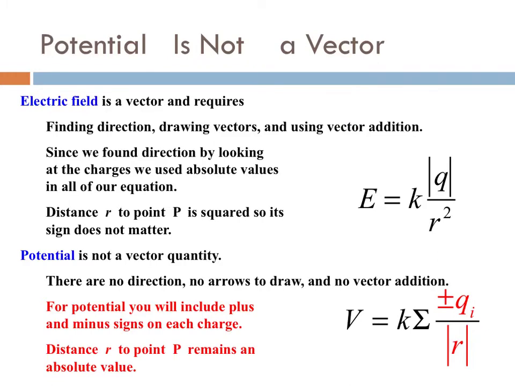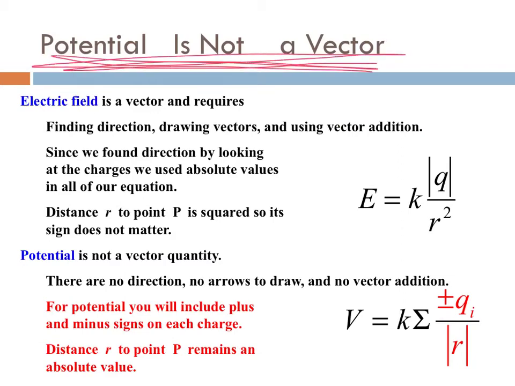Because potential is not a vector, very important information. Because it is not a vector, what we're going to need to do is add the plus and minus for whatever charge we're dealing with. Other than that, we can just add the way we normally would. So we don't have to worry about vector addition, we don't have to worry about arrows or direction. We just need to make sure that we include the sign of our charges, and we'll see examples of that later.